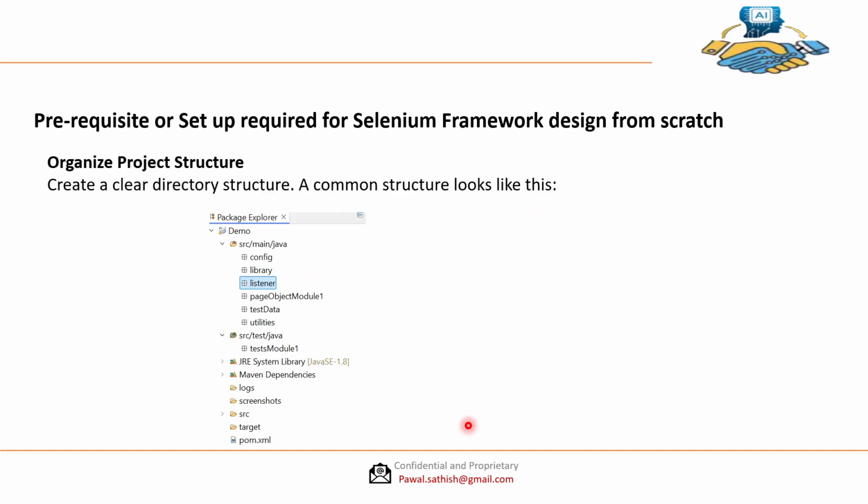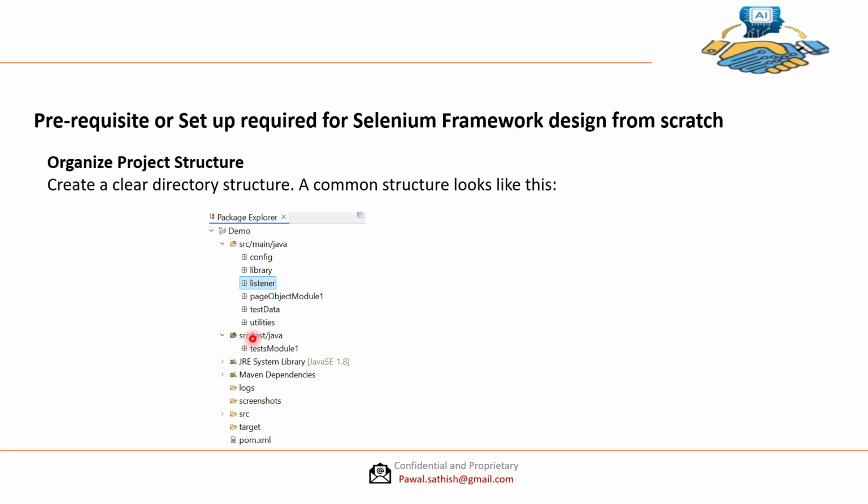Once everything is ready, here we can see what our project structure looks like. Under src/main/java, there is a config package, a library package, a listener package, then the page object model. Here we can add any number of page objects; inside them we have elements, and the corresponding methods we will call. Then test data, which may be in XLS or XML format. Then utilities: common utilities we can add, and if we have project-specific or module-specific utilities, we can add them here.